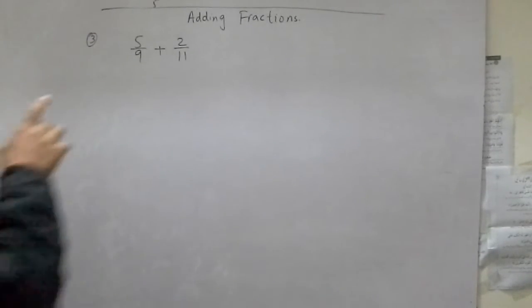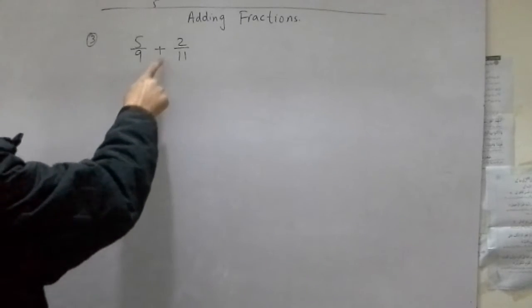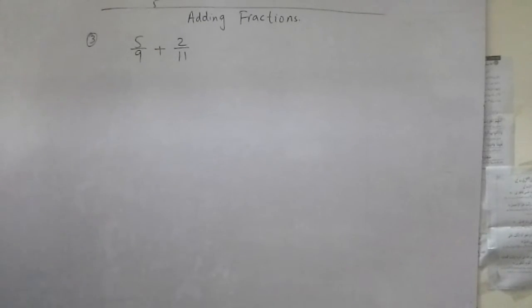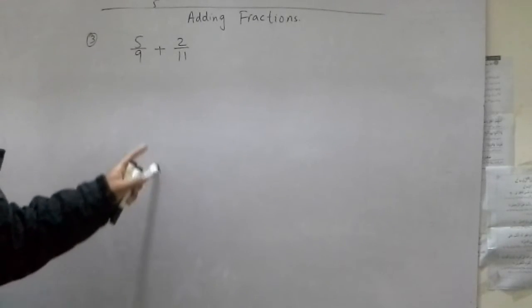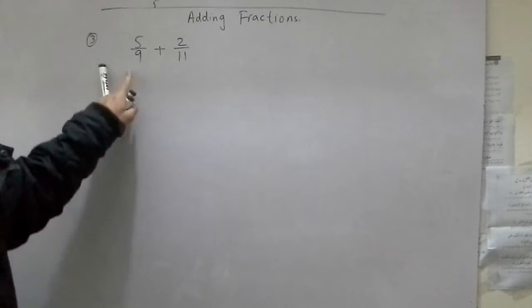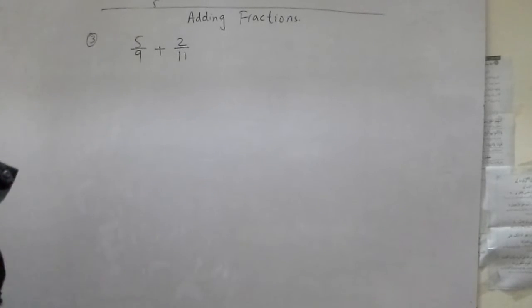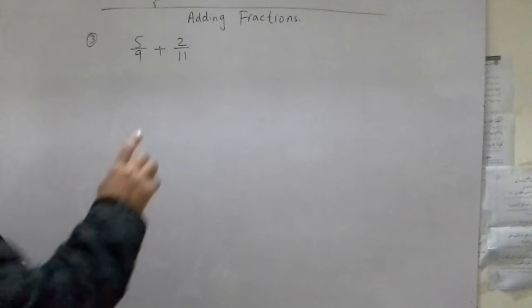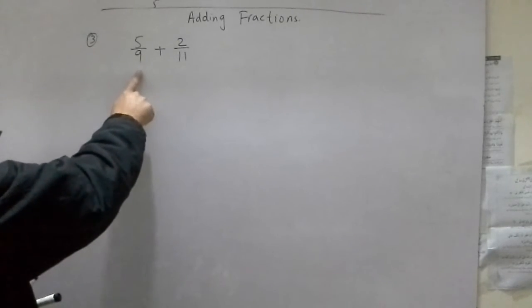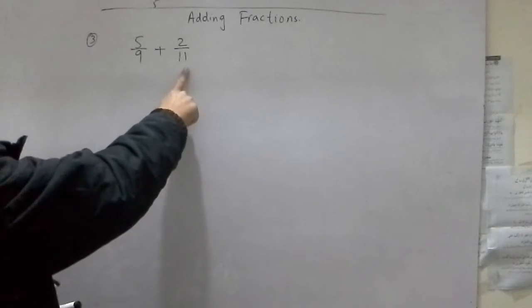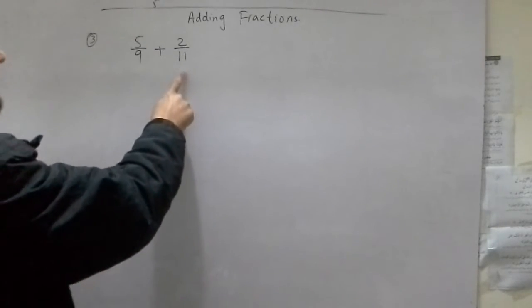So question number 3 is 5 over 9 plus 2 over 11. So the common denominator we can get, normally we can practice and experience something, that if you just multiply 9 with 11, it will be 99. So 99 can be our common denominator, or LCM. So we can make both of these denominators 99. So if you just multiply 9 with 11 to get 99, and 11 with 9 to get 99.